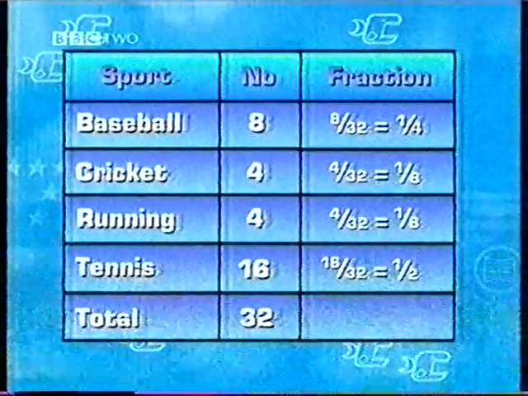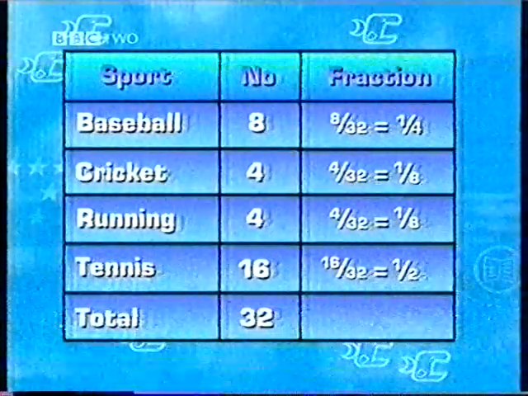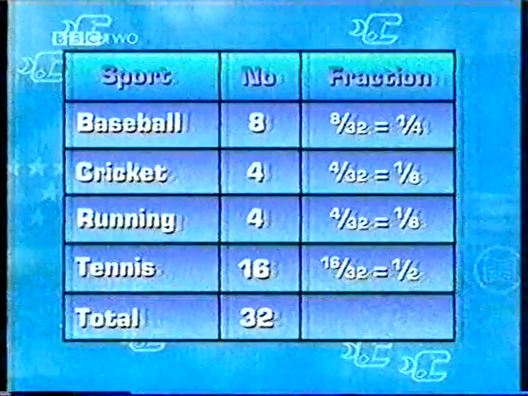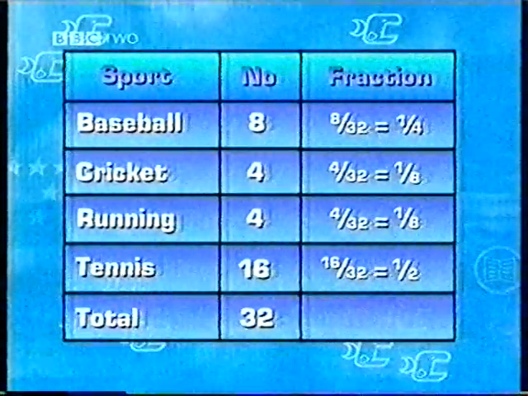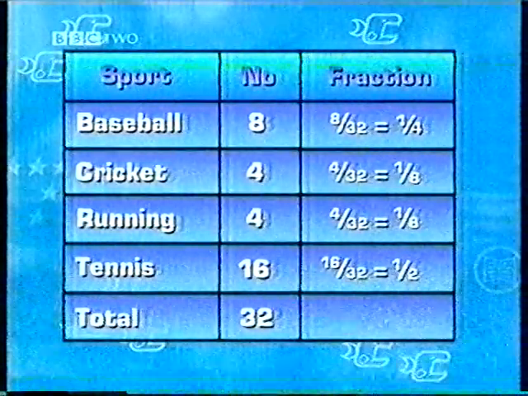We can then simplify or cancel these fractions and show that a quarter of the class preferred baseball, an eighth preferred cricket, an eighth preferred running, and half of the class preferred tennis.